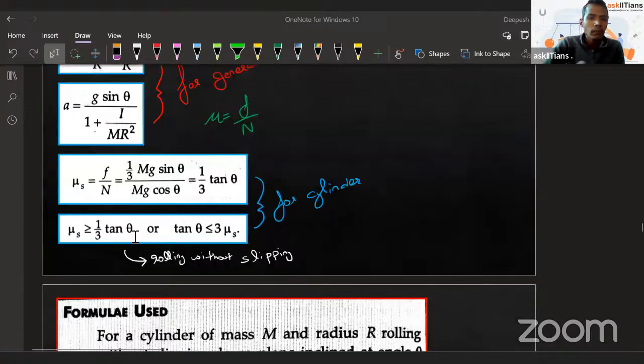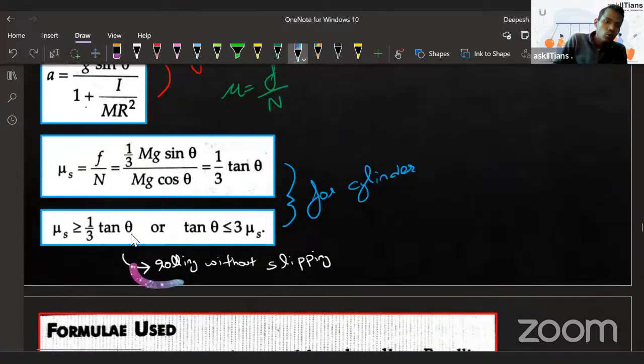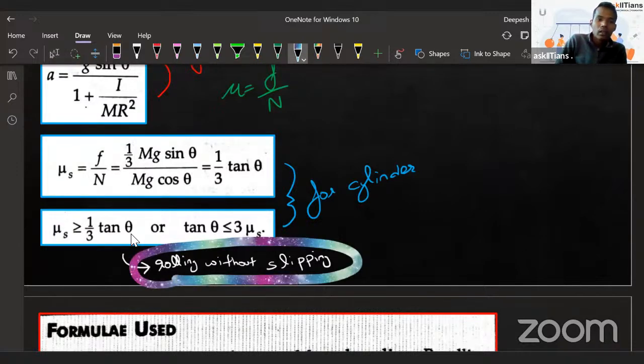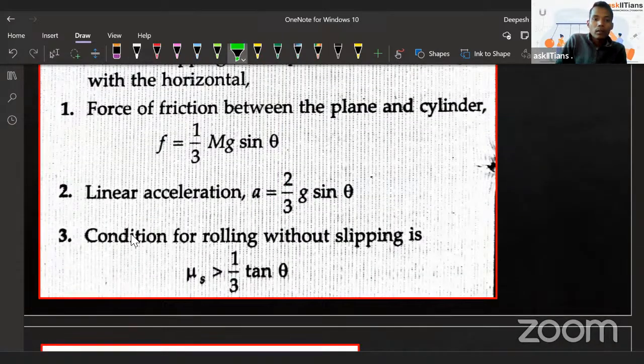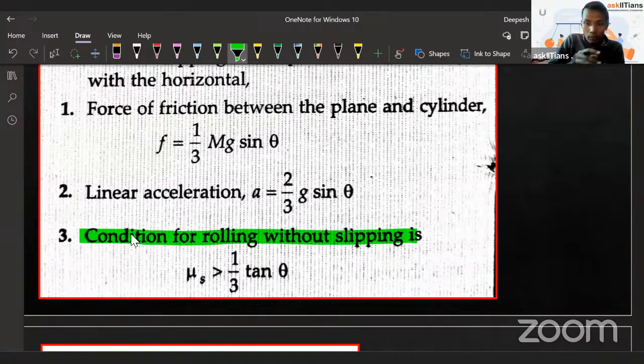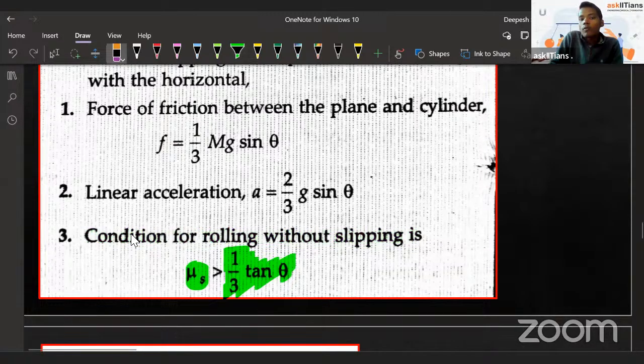If the body wants to roll without slipping, then the coefficient of friction should be more than or equal to 1 by 3 tan theta. Okay, very important, but very easy. If I properly write it, the condition for rolling without slipping is that the coefficient of friction should be more than 1 by 3 tan theta. Or of course, if you want to slip, it should be less.